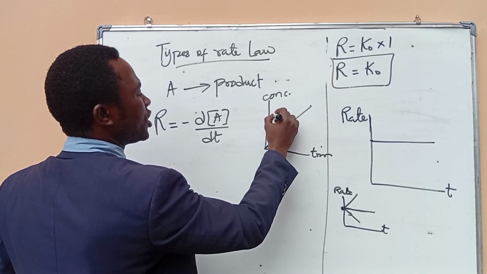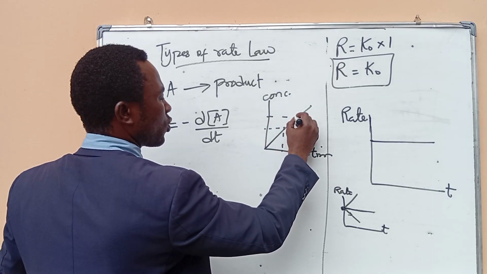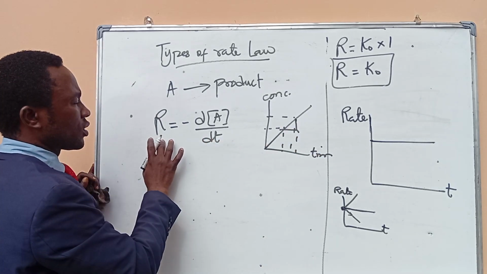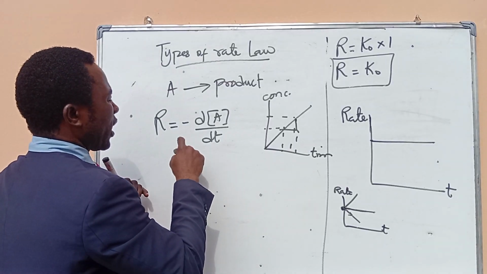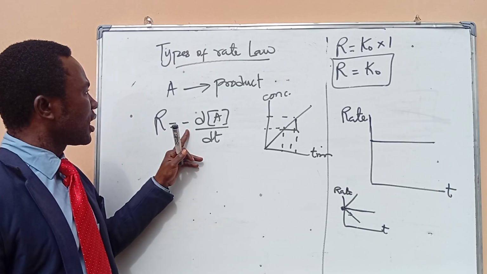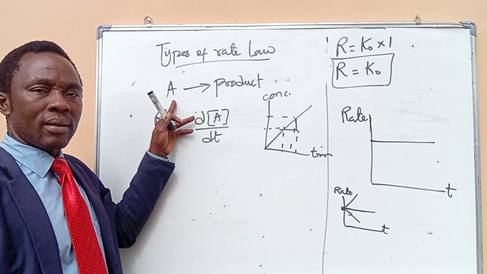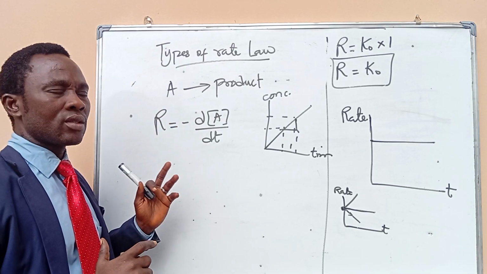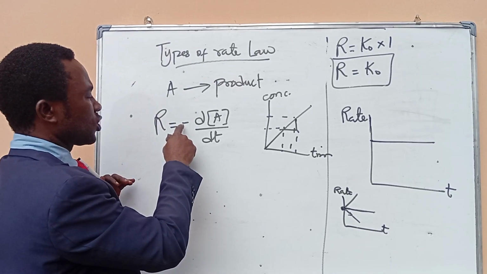When you take change in concentration and change in time, that will be the slope. The slope is what we call the differential rate law. Now, why do we have a minus or negative here? We have the negative simply because the concentration of reactant decreases with time. That means the final concentration of reactant is smaller than the initial concentration. Concentration of reactant decreases with time. That is why the minus.